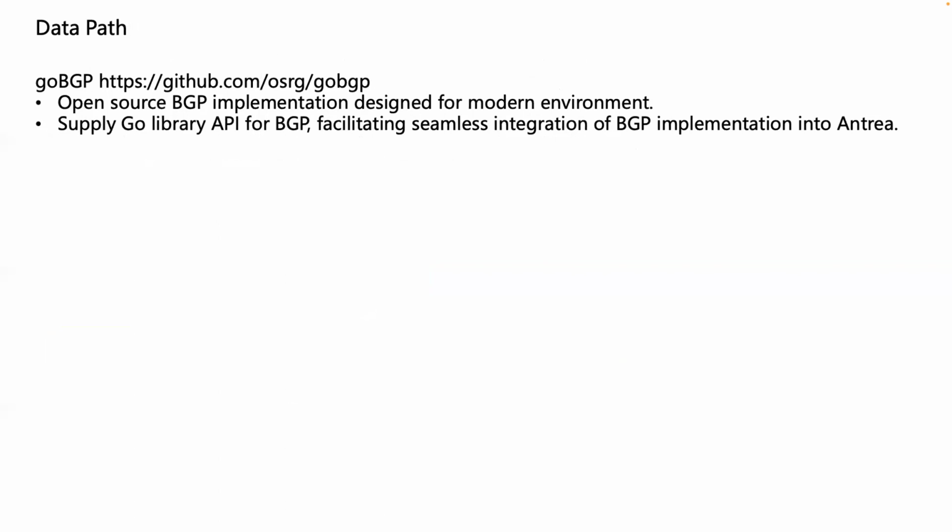For the data path, we use GoBGP. This is an open source BGP implementation, and it supplies Go libraries. We don't need to install any binary program like Bird or FRR. We can just use the Go libraries and integrate them into the Antrea binary file.